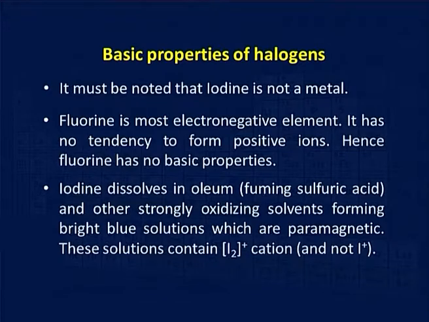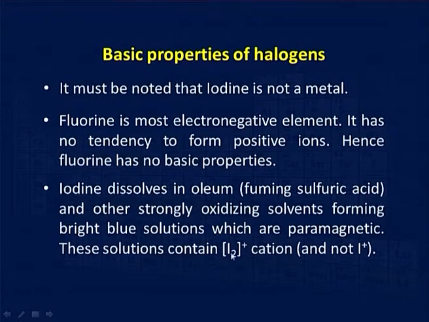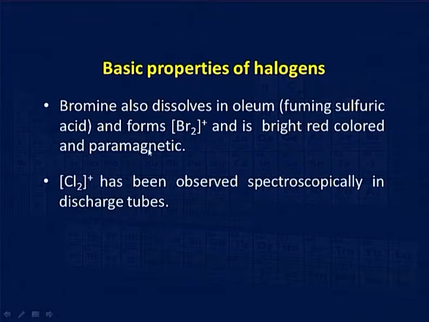a bright blue solution, and this solution is paramagnetic. These solutions contain the I2+ cation and not the iodine cation I+. Bromine also dissolves in oleum and forms the dibromine cation, which is bright red colored and paramagnetic. So, if you compare here, iodine gives a bright blue solution and bromine forms a bright red colored solution. Both of them are paramagnetic, and the cation of chlorine has been observed spectroscopically in discharge tubes.